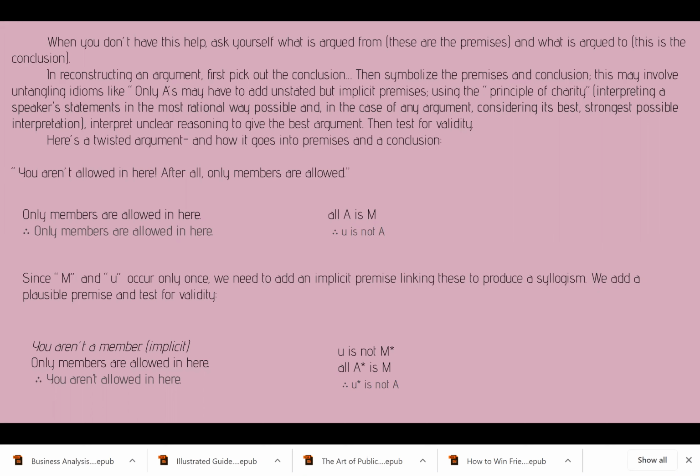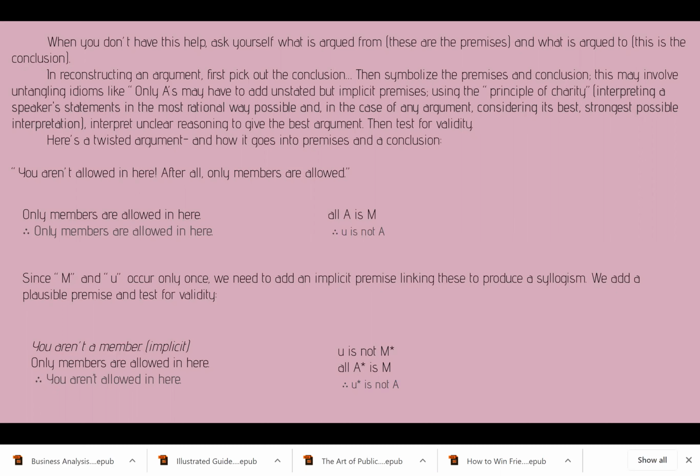Interpret unclear reasoning to give the best argument, then test for validity. Here's a twisted argument and how it goes into premises and a conclusion. So, for example, someone says, "You aren't allowed in here. After all, only members are allowed." So we can take that into a premise conclusion format by stating, "Only members are allowed in here.